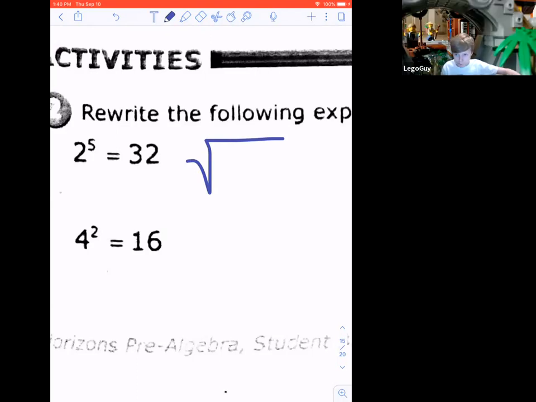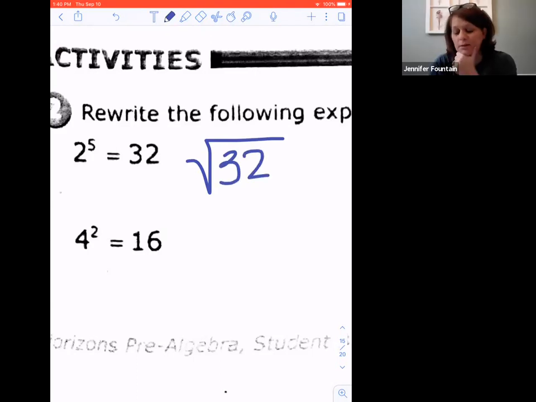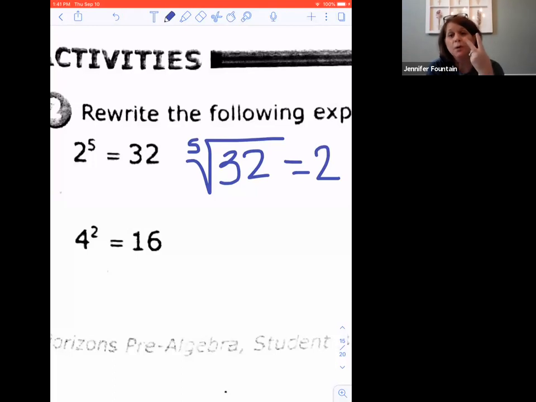32. Good. What is going to be my index? What is going to be my little bitty number that sits on top of my symbol? 5. Good. So the 5 goes there. And so then that is going to equal 2, because I'd have to multiply 2 by itself 5 times to equal 32. So that's what that's telling me, that I multiply 2 by itself 5 times, and that equals 32. So the 5th root of 32 is 2.